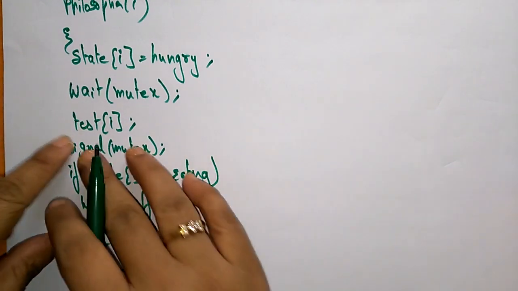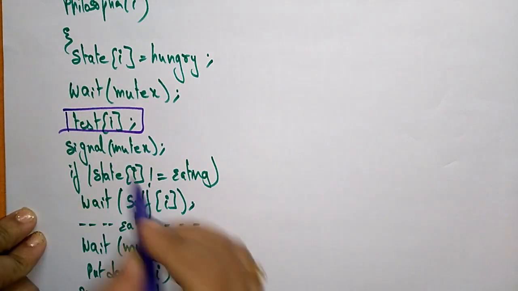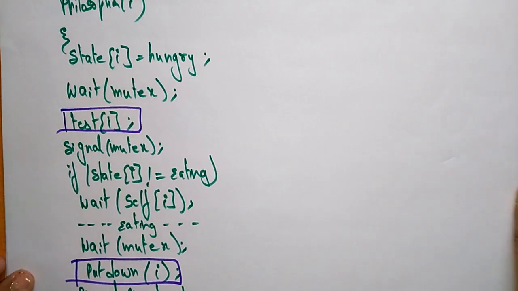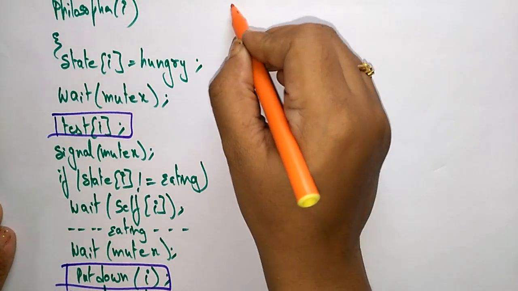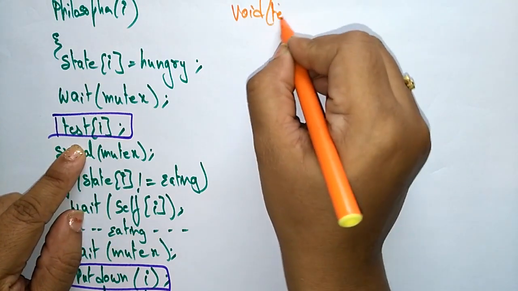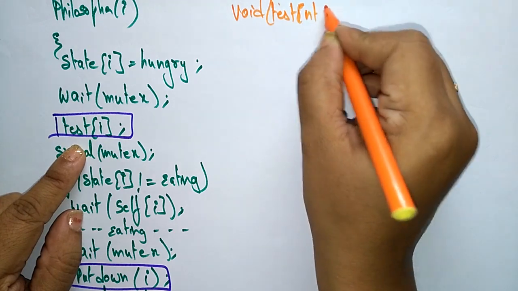So let me write this test and putdown also, the test function and the putdown function, then you will understand what exactly it is. So let me write that function also. Here I am writing void test first. This test function, void test of, let me take int i.